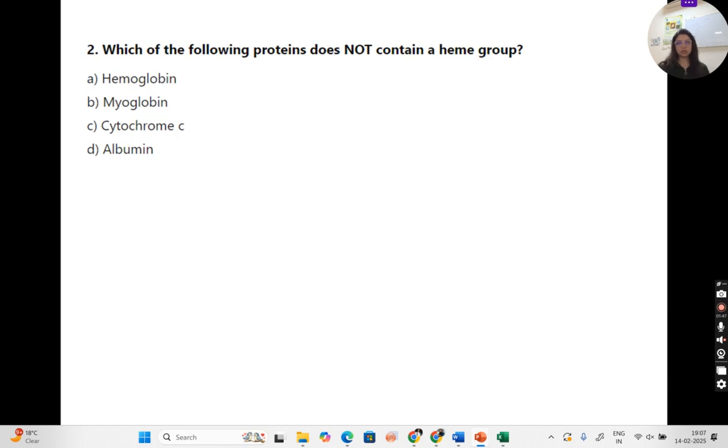So now the question: which of the following proteins does not contain a heme group?